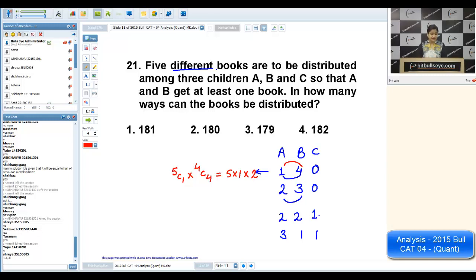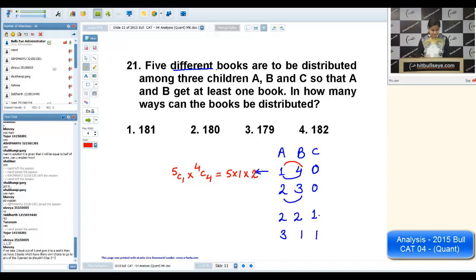Shreya, that I'll consider in one way only? No, Bhavya, that is not the correct way, because we have a different word here. Now coming to this, again it can be written as 5C2 into 3C3. Now what is 5C2? Again we are multiplying this by 2. Why? Because it can be the other way also. A can get 3 books, B can get 2 books.